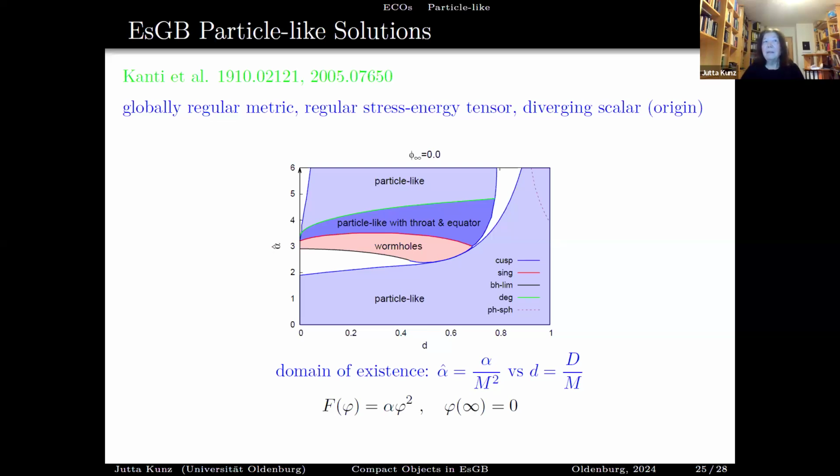And this means we have a globally regular metric. We have a regular stress energy tensor. However, for the coupling functions we have tried, it was always that the scalar field did diverge at the origin. It may quite be that for some scalar function, this is not going to happen. If we find the proper coupling function, maybe this singularity disappears.